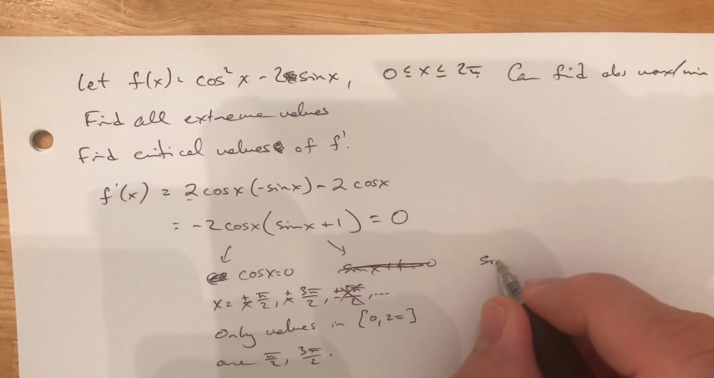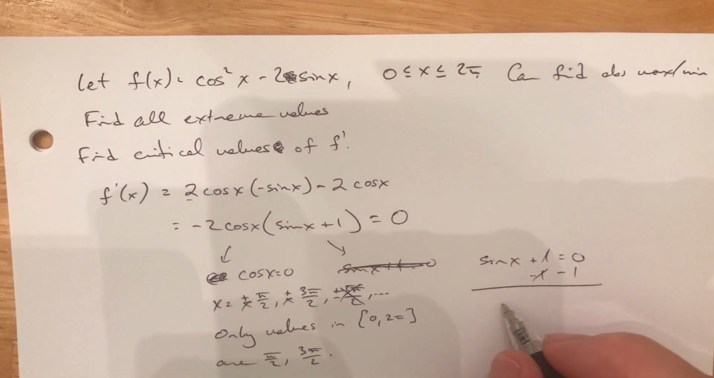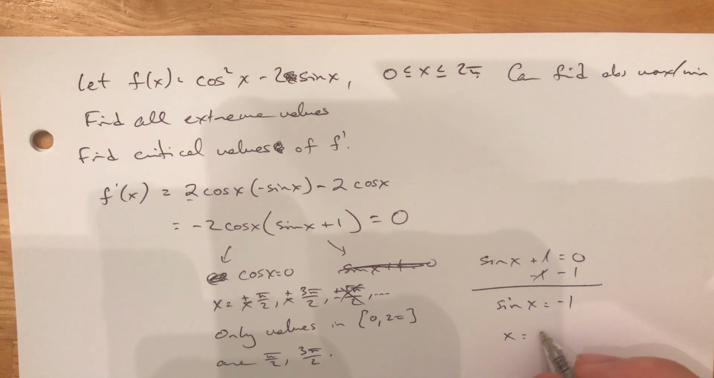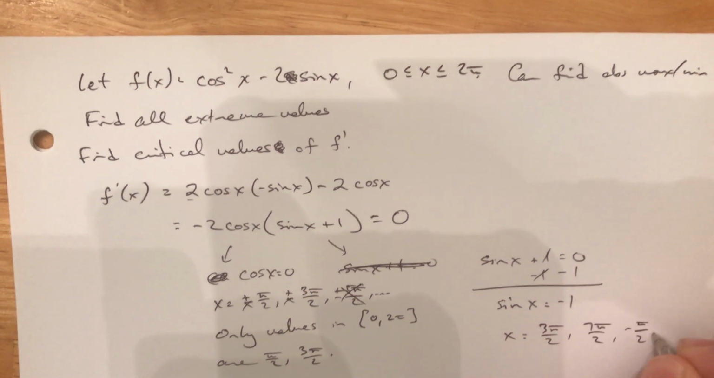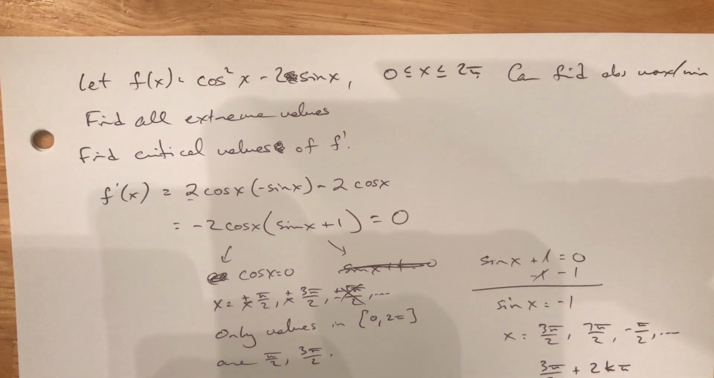Let's move this over here. Move the 1 to the other side, and we get that sine of x is negative 1, which tells us, if we look at our unit circle, that x is 3 pi over 2, 7 pi over 2, negative pi over 2, basically 3 pi over 2 plus 2k pi, where k is some integer. Again, which of those values actually lies in our interval? Only the 3 pi over 2 does.